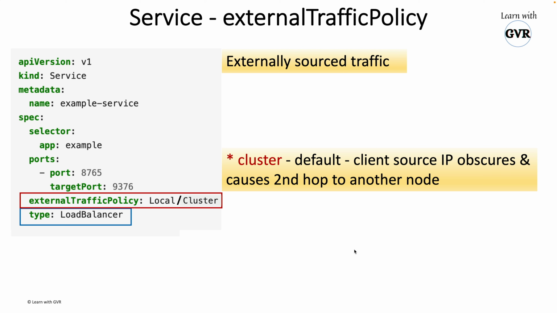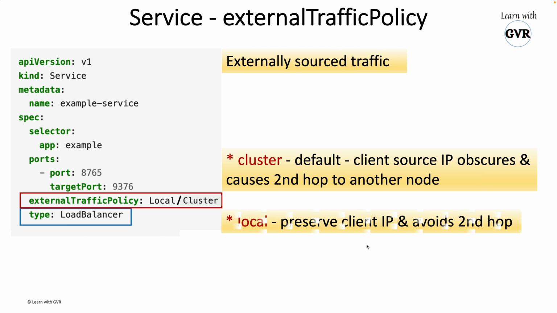What happens is this will cost more resources in the worker nodes. And the other one, local, is nothing but it will preserve the client IP address, which will remove the second round trip. So that's what we wanted, right? So this is one. Next, external traffic policy. Here we have seen local and cluster.